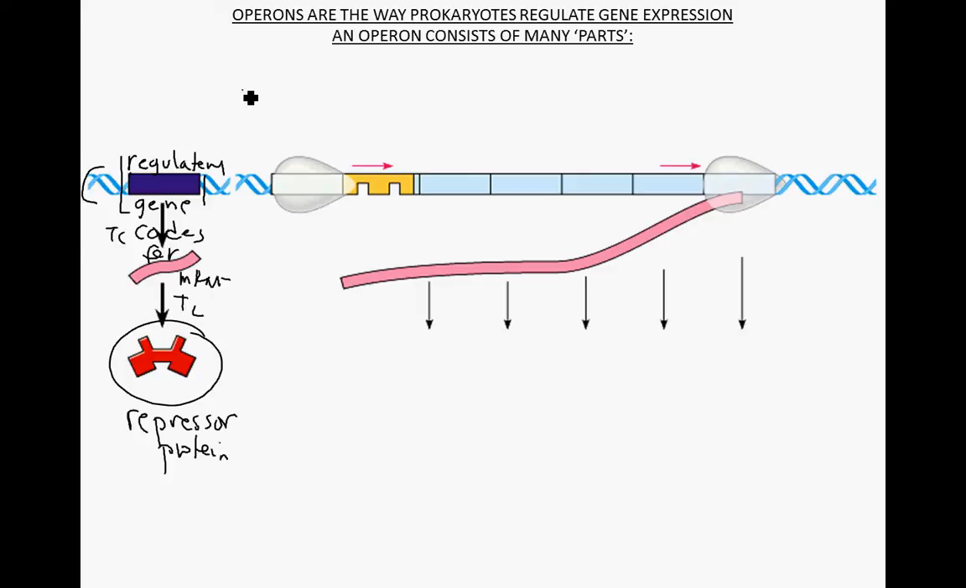Okay, so all of this that I just described is separate from the operon. This is not part of the operon. This is upstream from the operon. So you see there's a break in the DNA here. So this is not technically part of the operon, but it will play a role in how the regulation is happening. So this regulatory gene codes for a repressor protein.